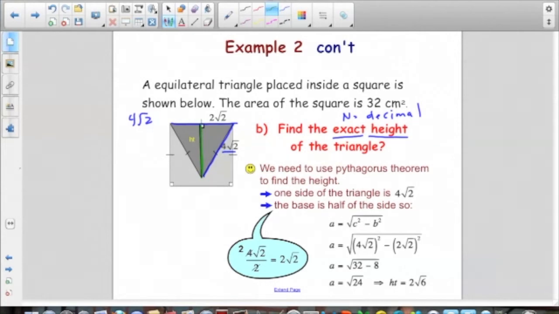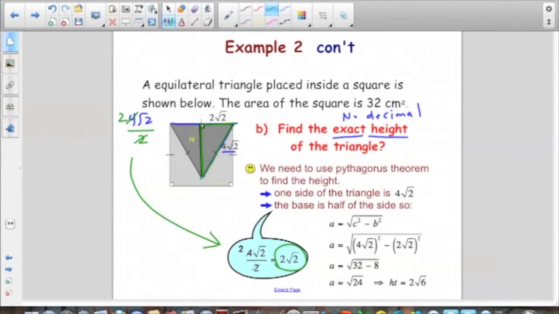So we need to make it into a right triangle to apply our Pythagoras: a squared plus b squared equals c squared. So we need to take this length and take half of it. You can see the little math there. This 2 divides into that to make it 2. So we know this half of that base is 2 root 2.